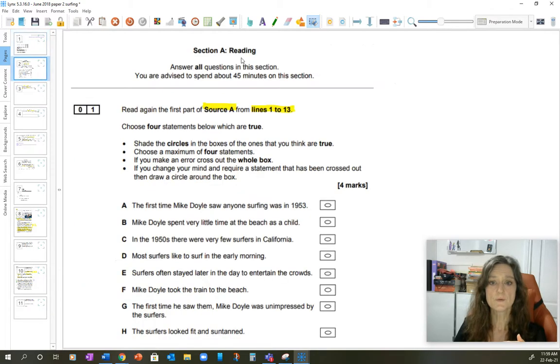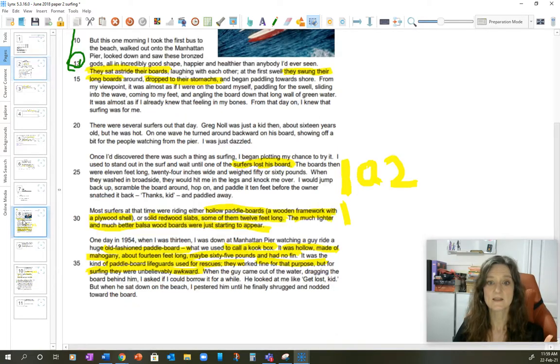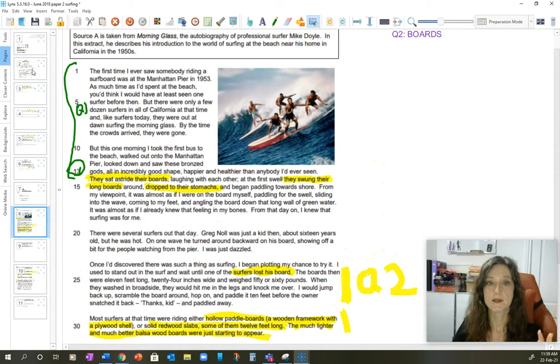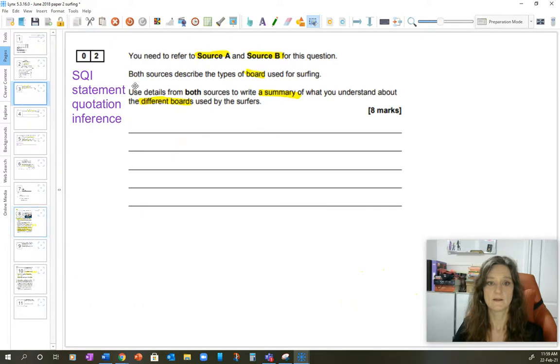By going through the questions first, we can go into the source and make sure that we've got our lines annotated up so that we don't mess it up when we're doing the questions. It's all there, and the bit that we need to write about is all annotated up.